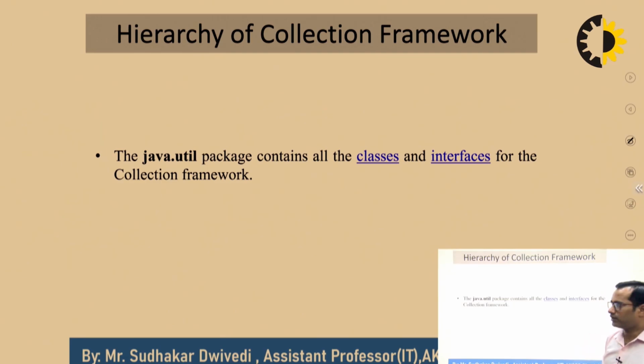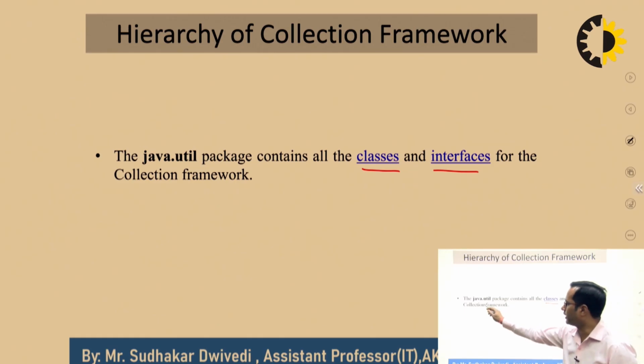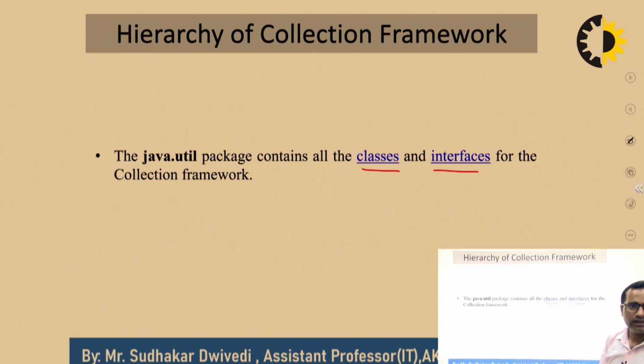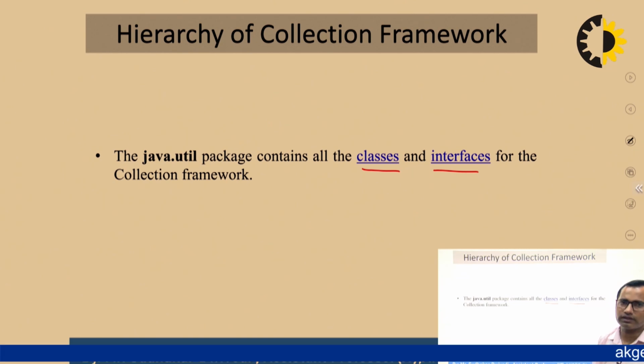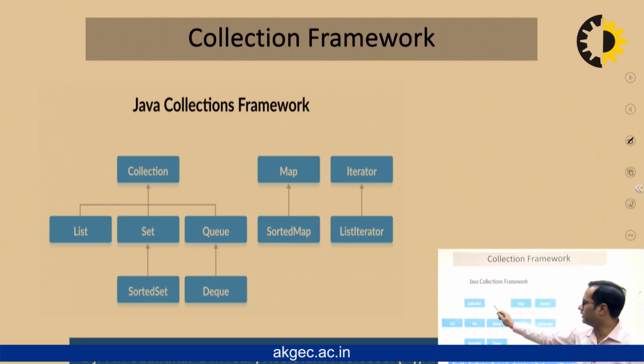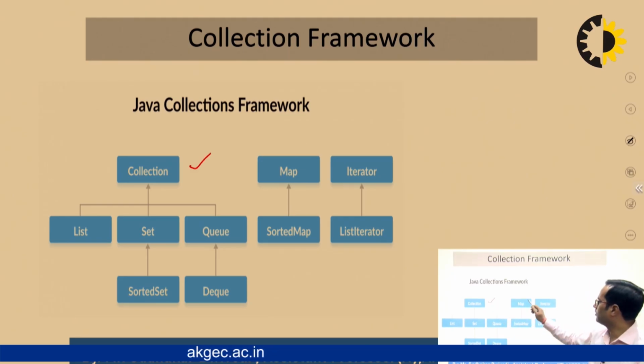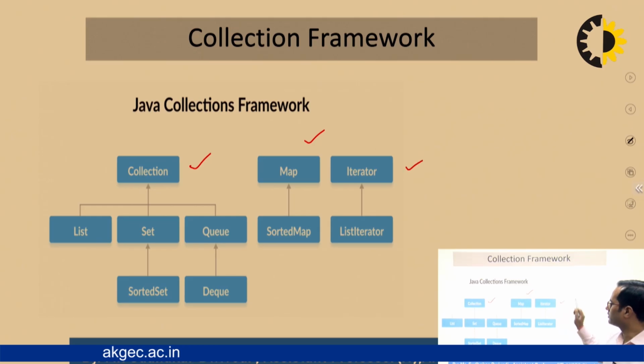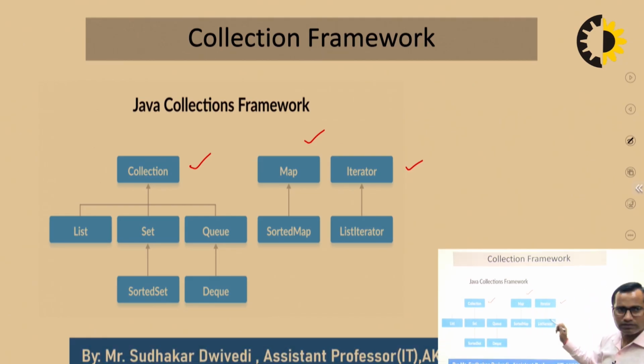So all these classes and interfaces that we will use in this collection framework are all defined in the java.util package, which contains all the classes and interfaces for this type of collection framework. So if we look at the collection framework largely, we have the collection interface, then the map interface and the iterator interface. So these are the types of interfaces we will use. I have separated the map interface and iterator interface from the collection one.